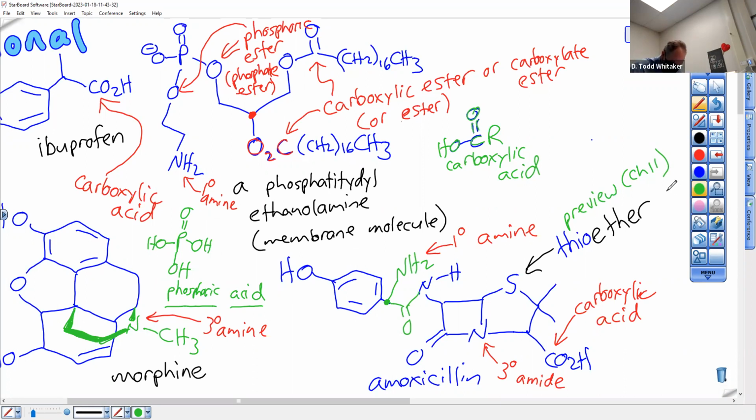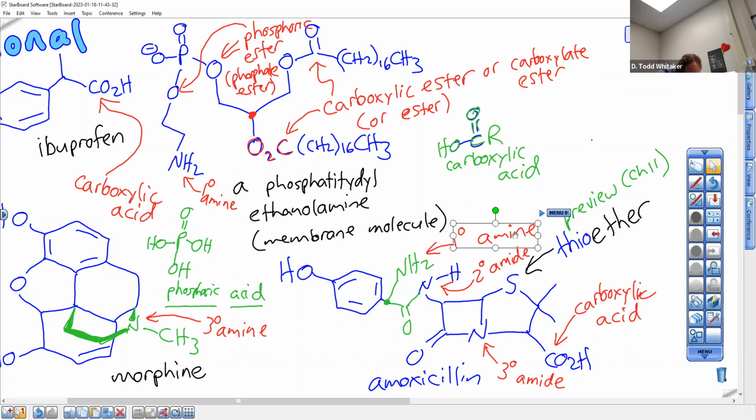Okay, and thioether. Oh, there's another nitrogen that's attached to a carbonyl. What do you call those? Amide, and that one has how many bonds to carbon? 2. Yeah, it's a primary, I don't know. Why? I'm giving up.